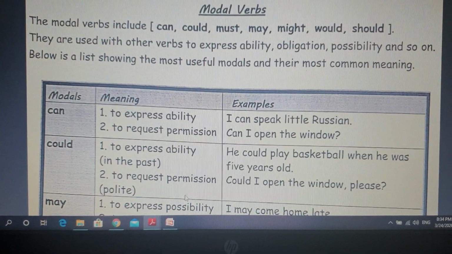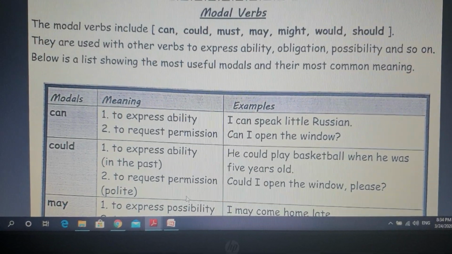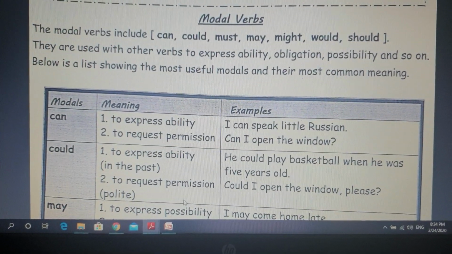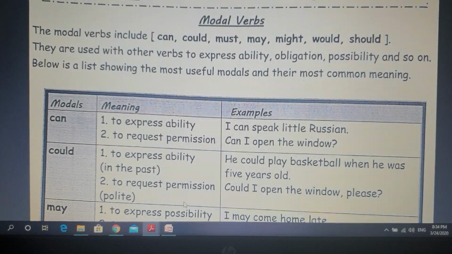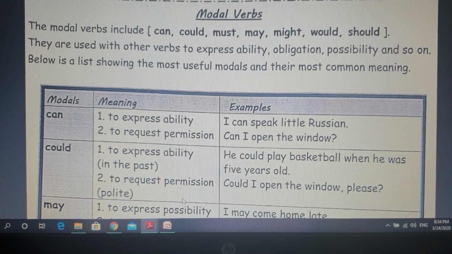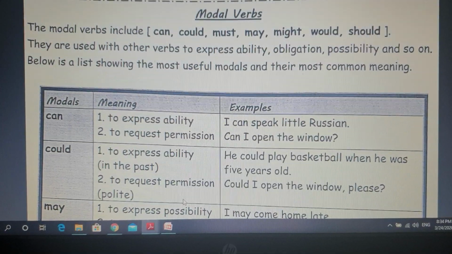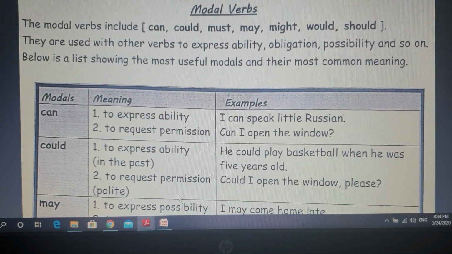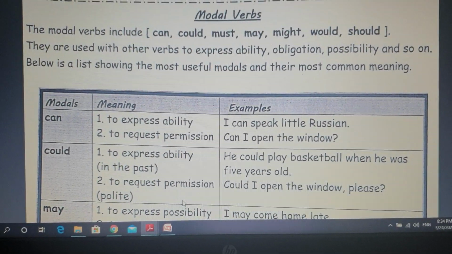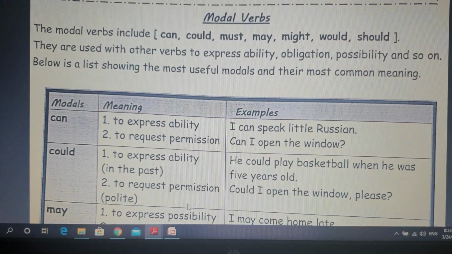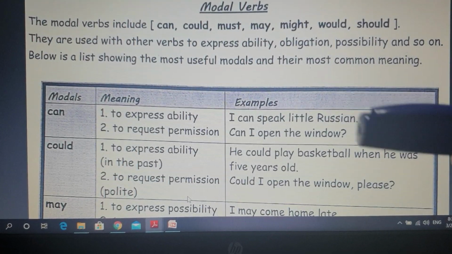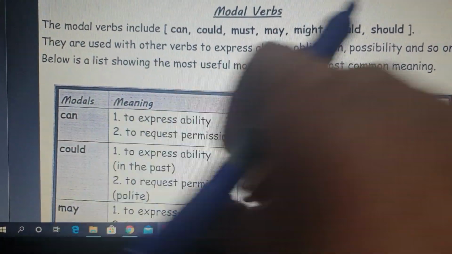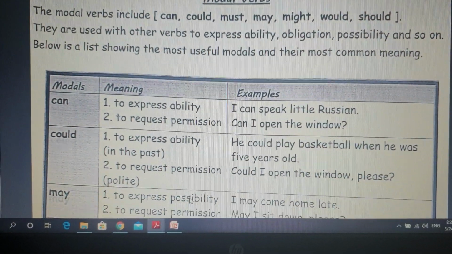The modal verbs you are familiar with are nearly a kind of helping verb. They come before the main verb. They have certain meanings. They express ability, obligation, possibility, etc. You use them in your daily life, in your school. Let's meet them and know the meanings for each one.